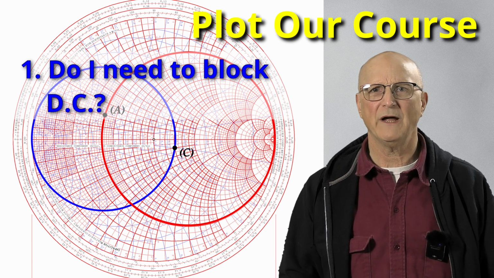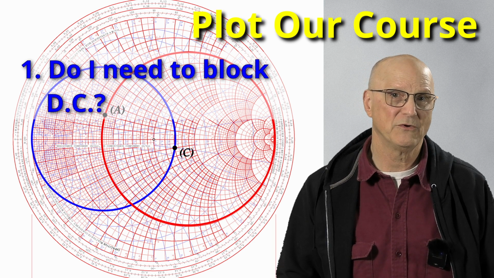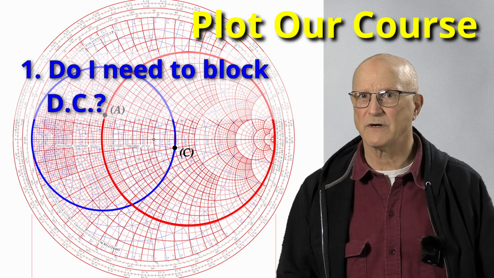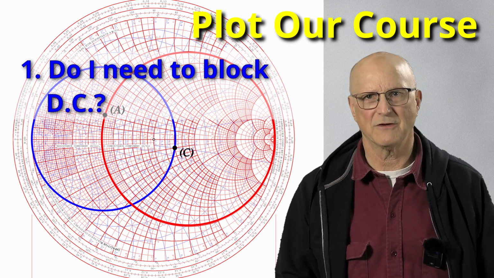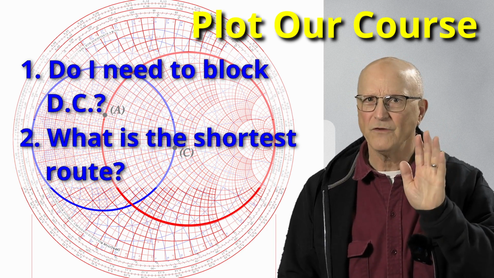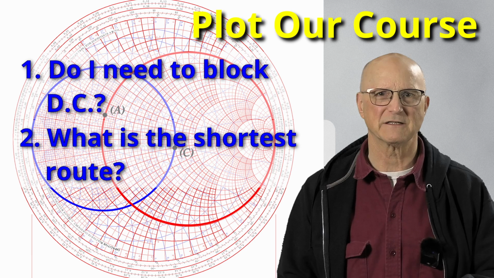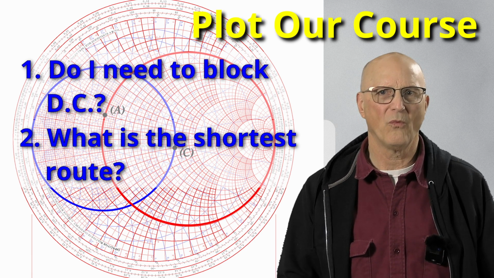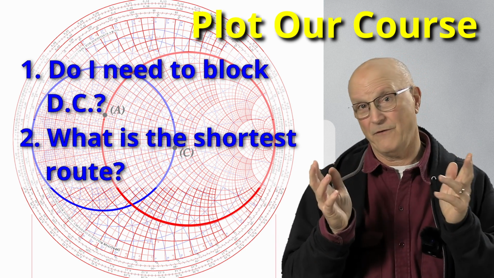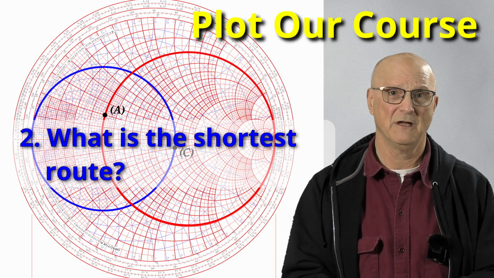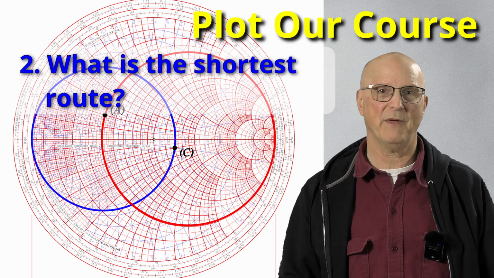First, do I want to block the DC component of my source signal from the load? If I do, then I choose the solution that sports a series capacitor. If I don't care either way, then I could choose either solution. Second, and hopefully the one that breaks the tie, is which path has the shorter travel distance? The shorter the travel distance, the wider the bandwidth. For the sake of our example, I just really don't care if I block the DC component of my source signal, so I'm going to look for the shortest route because I do want to maximize my bandwidth.